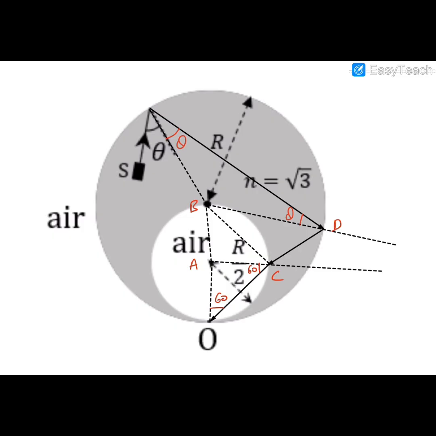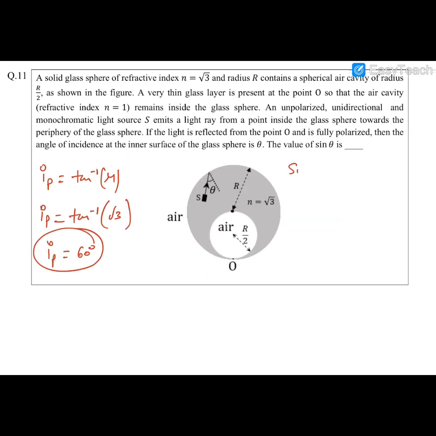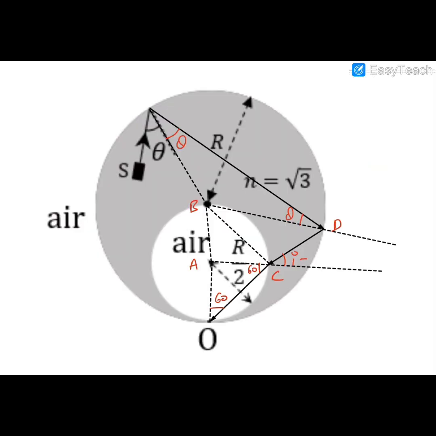Okay, and now if we find out this I by using Snell's law, then we can say that root 3 sine I will be equal to 1 sine 60. So root 3 sine I will be sine 60. Sine 60 is root 3 by 2. So I will be equal to 30 degree. So this is I, this is 30 degree.